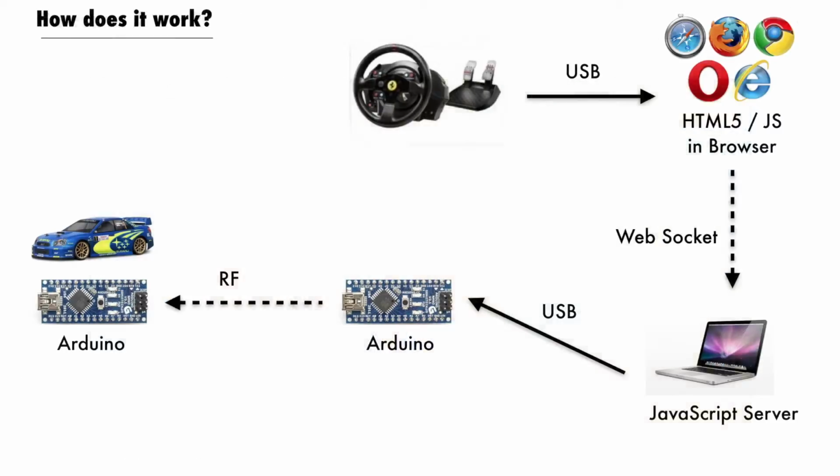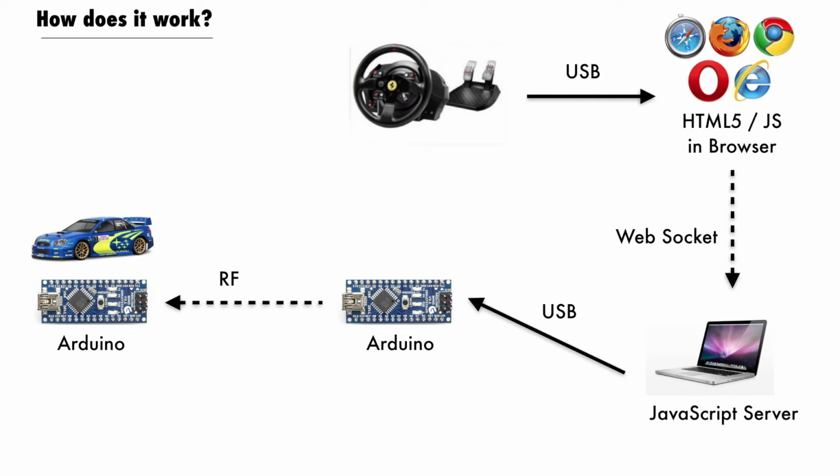Let's see how it works. As you can see, in the top right corner you have the browser, and the racing wheel and the pedals are connected with USB. The web application itself can detect the control signals from the joystick, and that transfers all the control messages to the central computer with the JavaScript server on it. And all these control messages are transferred to an Arduino, which is connected to the laptop itself.